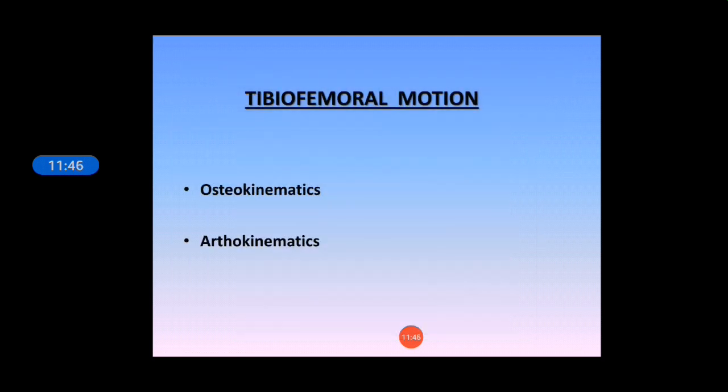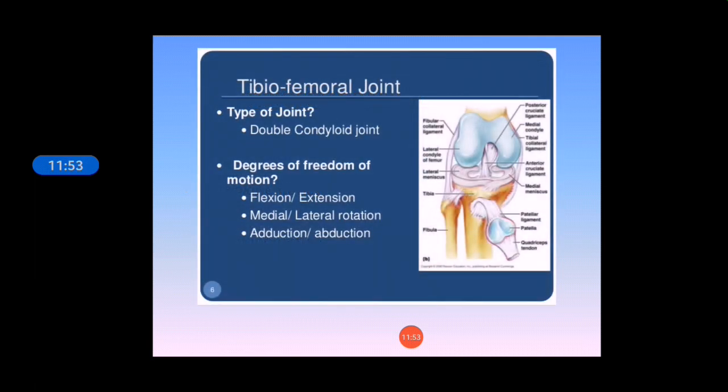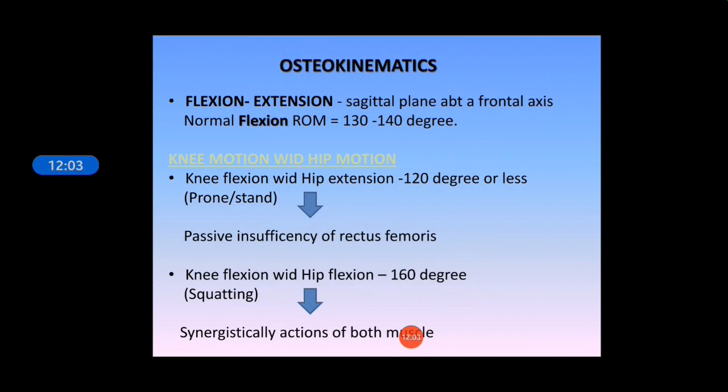Now let us talk about the tibiofemoral motion. We will discuss it in two categories, osteokinematics and arthrokinematics. First, we will see the osteokinematics of the tibiofemoral joint. The tibiofemoral joint has three motions: flexion extension, medial lateral rotation, and abduction adduction. Flexion extension occurs in the sagittal plane about a frontal axis. Normal range is 130 to 140 degrees, but there are some restraints. Knee flexion with hip extension goes to 120 degrees or less, as we see in prone or standing.